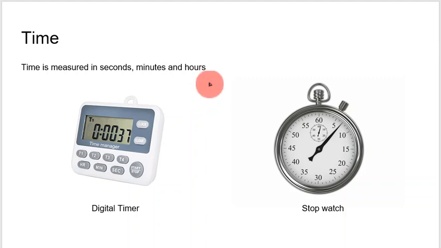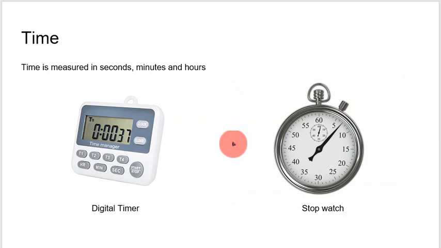You can time all kinds of things. For example, you can time how long it takes ice to melt. You can time how long it takes to cover a specific set distance, like 1 kilometer. And it's fairly straightforward to measure time.